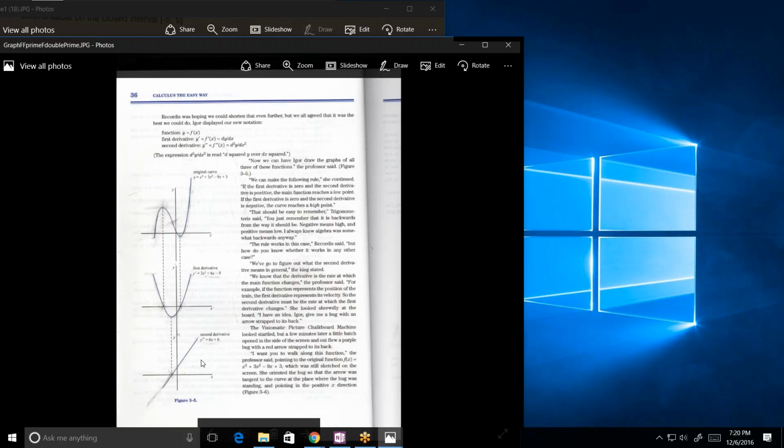That, to me, is the most confusing thing about the visual nature of calculus, is that one tends to look at this first derivative here and think that that's negative. It's not. That's positive. That's in positive territory. It's decreasing, but it's in positive territory.